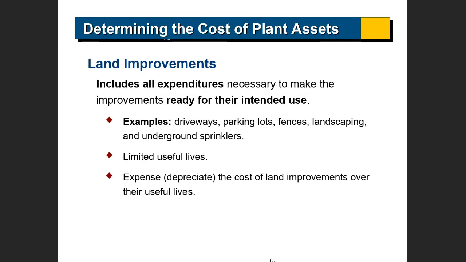I mean, capitalize it. So expense and capitalize. When you say the word capitalize, it means you put it on the balance sheet. Expense, it goes in the income statement. Capitalize, it goes to the balance sheet. So anything you capitalize, you depreciate. Okay?